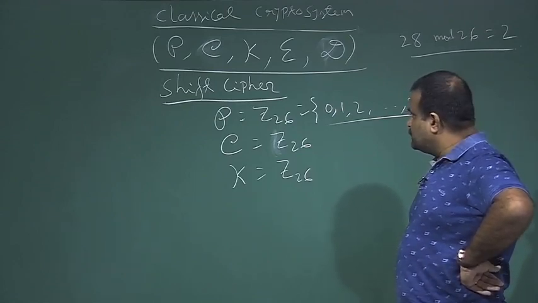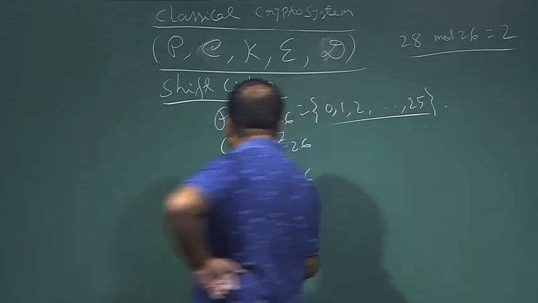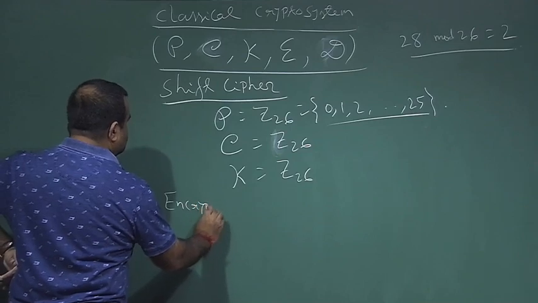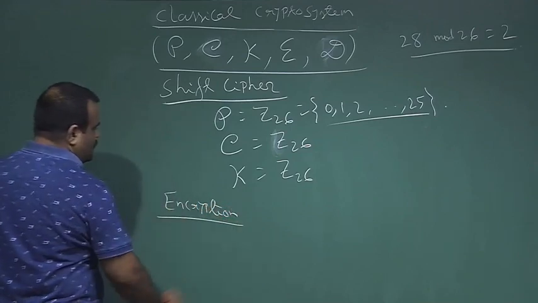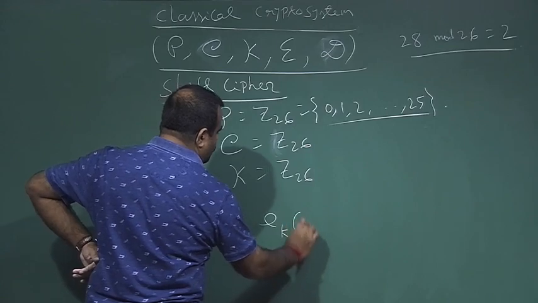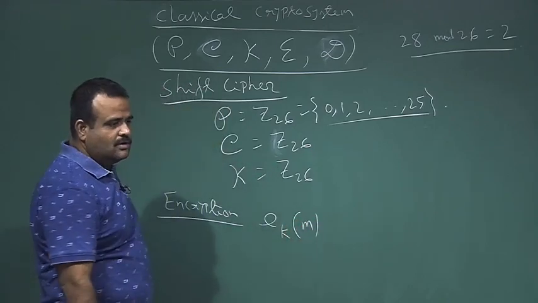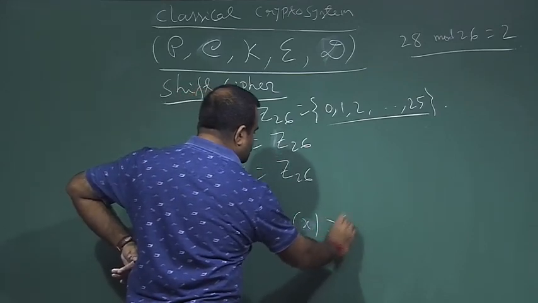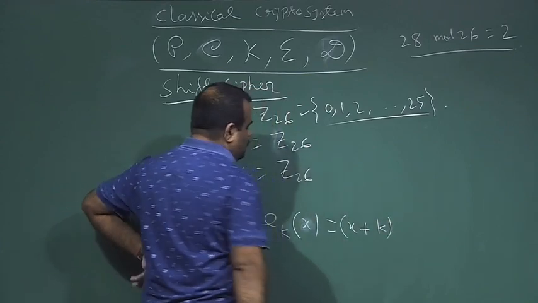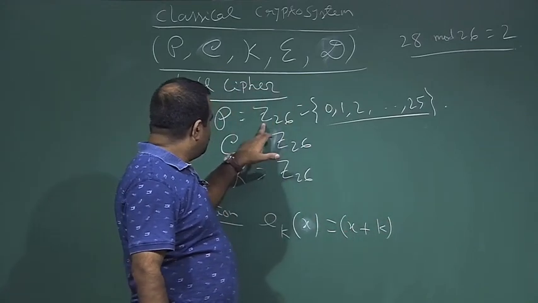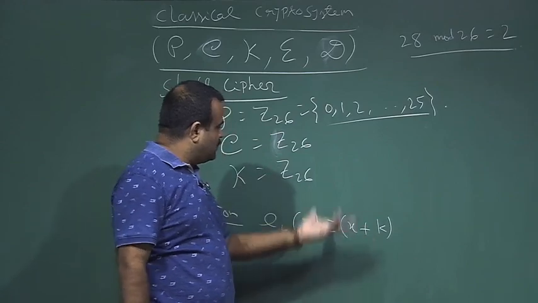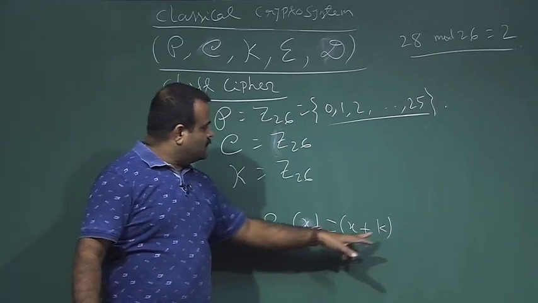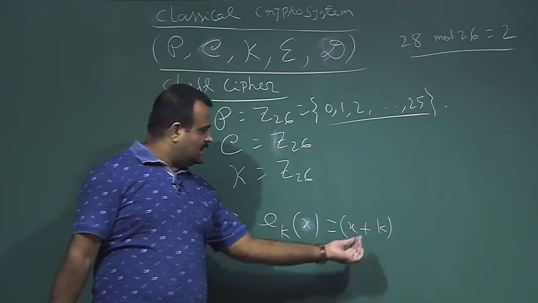So, in the shift cipher, the encryption algorithm is like this. The encryption function is E_k. So, E_k of the message, where x is the plaintext, is basically x plus k. So, x is in Z26, k is in Z26, but x plus k could be more than 26, because if it is 20 plus 20, then it is 40, just real number addition.